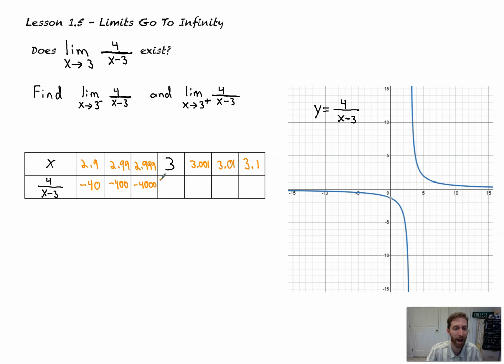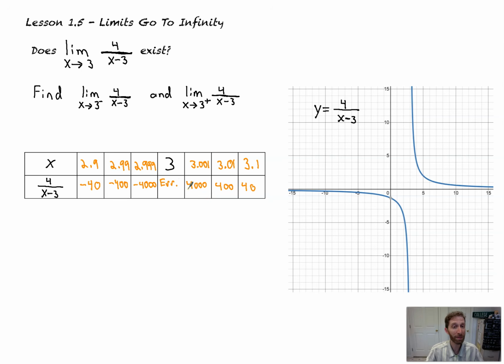When I plug in 3, I get an error, which makes sense because if you plug 3 into this, you get 4 over 0, which is undefined. 3.1 plugged in gives us 40. 3.01 gives us positive 400. And then 3.001 gives us a positive 4,000. So what we see here is that as we approach 3 from the left side, we get more and more negative and quickly. And as we approach 3 from the right side, we get more and more positive and just as fast as we did from the left side.